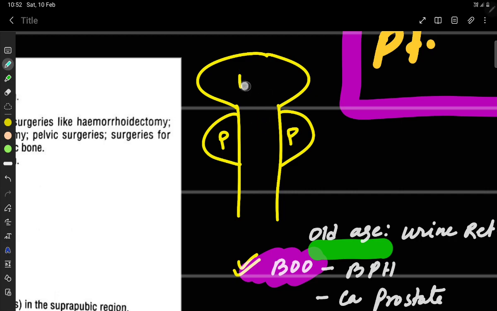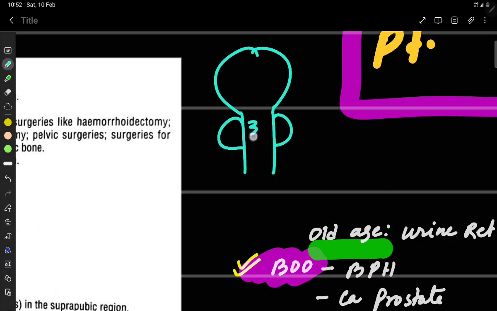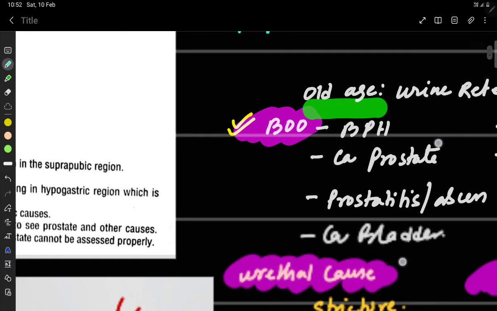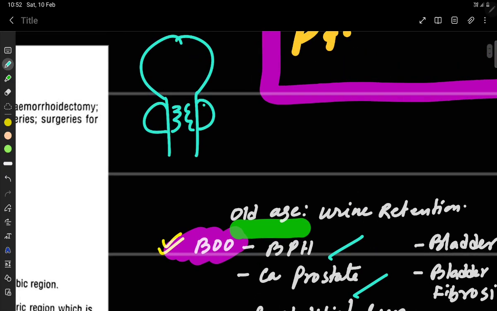So bladder outlet obstruction may be due to benign prostatic hyperplasia, that means BPH, or hypertrophy, carcinoma prostate, prostatic abscess, or prostatitis. Already I told you, any inflammation of the prostate can occlude this. Carcinoma bladder also obstructs. Any mass enlarged at this region can also obstruct the bladder outlet and may cause retention of urine.